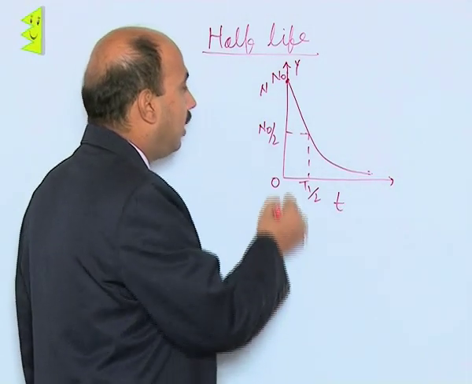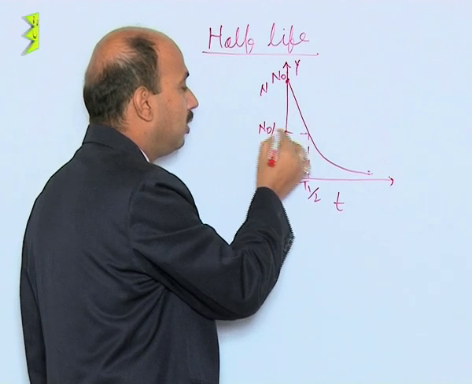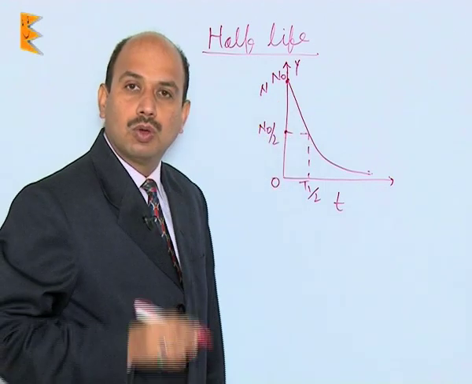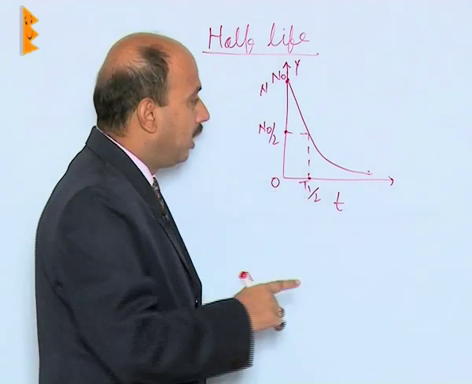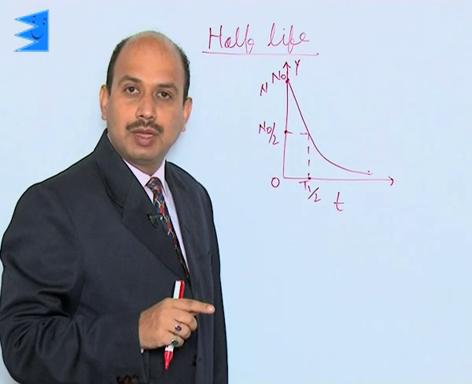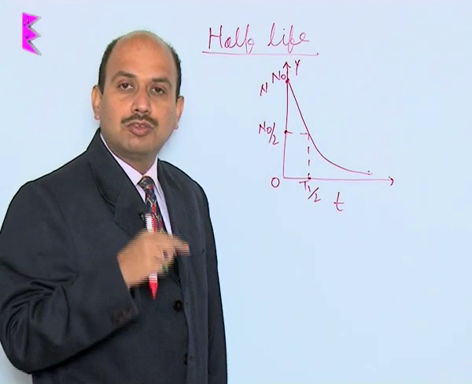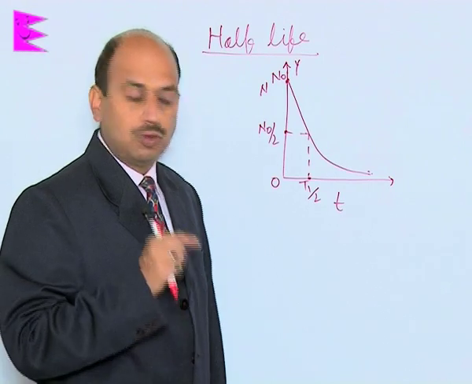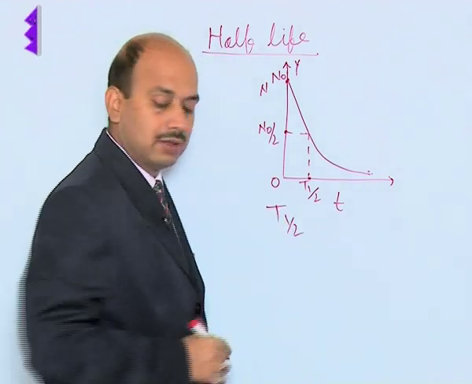Now at a certain time, when the number of atoms reduces to N naught by 2, that time is known as half-life. So the time required for the radioactive element to decay to half of its initial original number present in the sample is known as half-life. Half-life is represented by T half, like this.